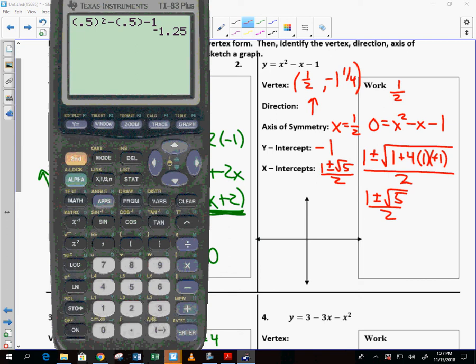It's kind of hard to plot those, isn't it? So you need to make them into decimals so you know where to plot them.